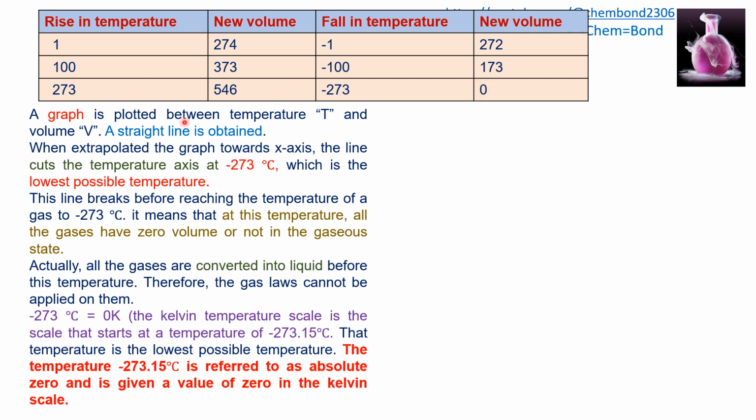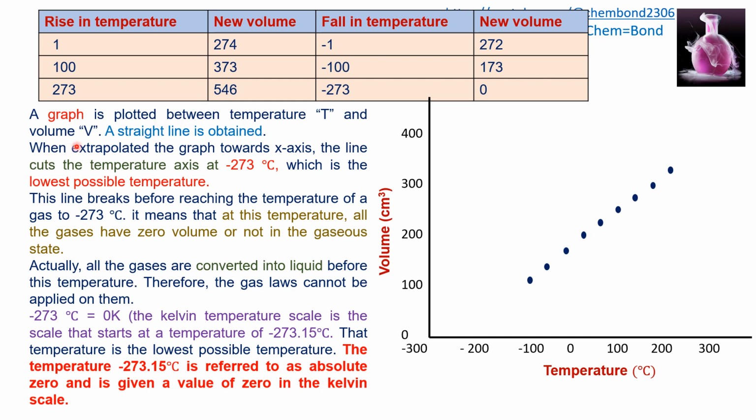Now a graph is plotted between temperature and volume and we get a straight line. This is the straight line which we get from the graph plotted between the volume and temperature. If we consider the rise in temperature from 100 to 273, that will create a rise in volume, so the graph will move upward. And if we consider the fall of temperature, that will create a fall of volume, so it will move towards the x-axis.